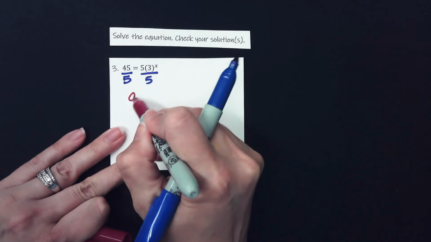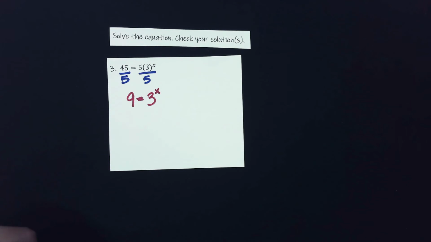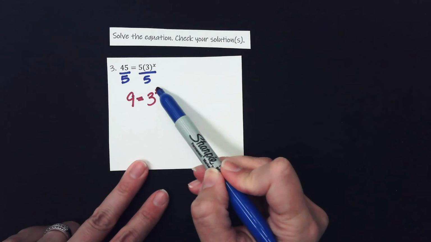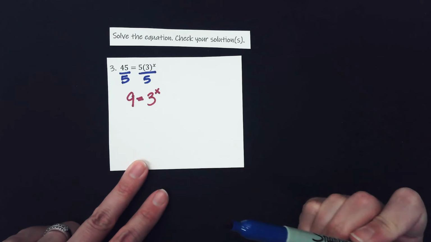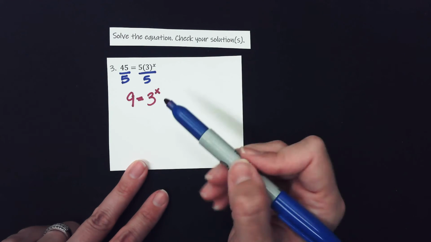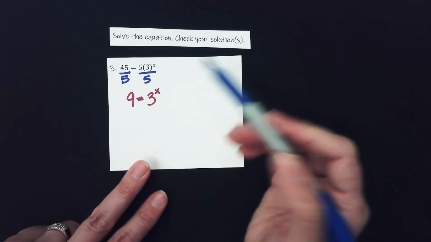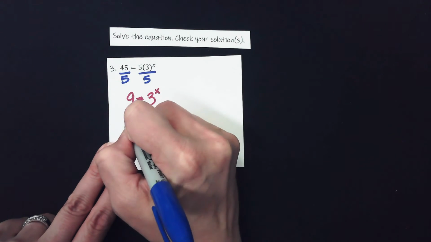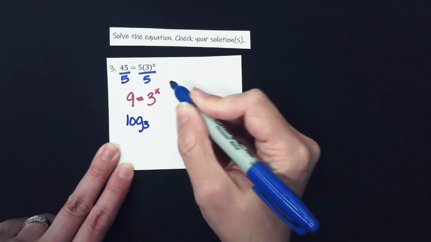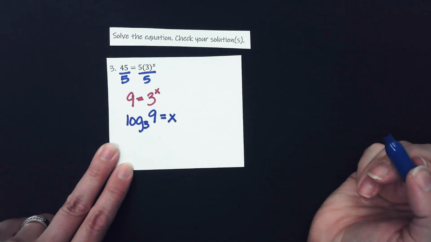So I end up with 9 equals 3 to the x power. So you can do this a couple of ways. We could just look at this and say, okay, 3 to what power is going to give me 9? Well, 3 squared, right? Or you can change them to a log. So remember, the base of an exponential is the base of a log. So log base 3 of 9 equals x.